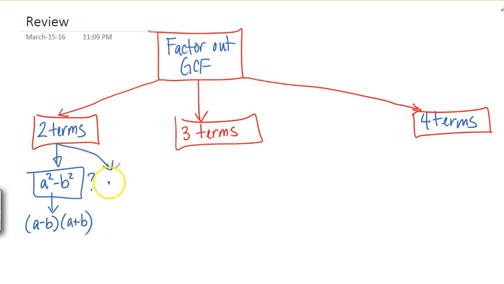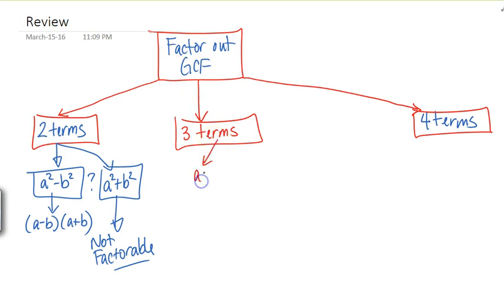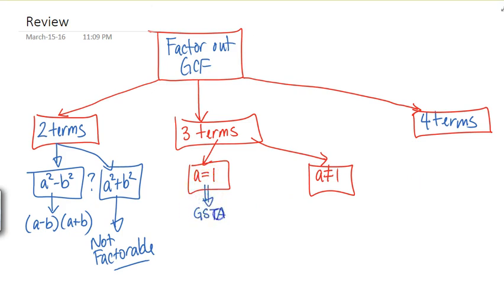If you have a squared plus b squared, then it is not factorable. So just be on the lookout for sums of squares. Okay, 3 terms. We have 2 categories. We have a equaling 1, and over here, a not equaling 1. Okay, so two different categories here. If it's a equal to 1, we want to go straight to answer.